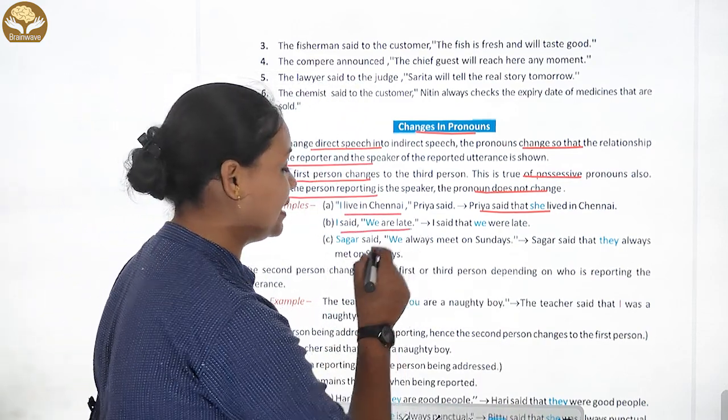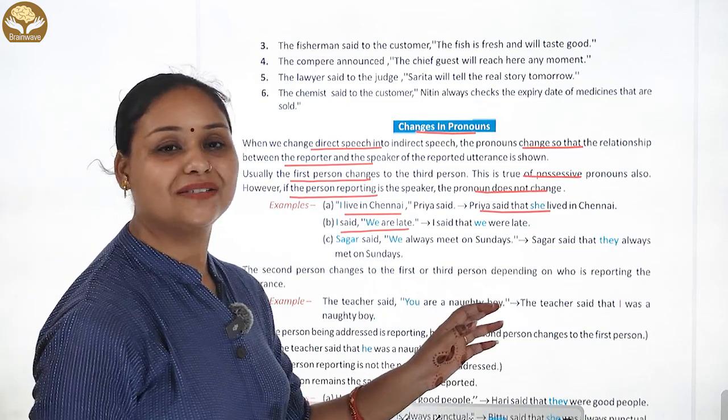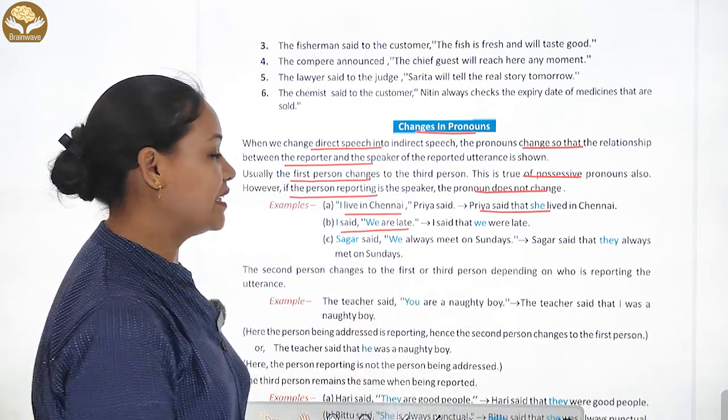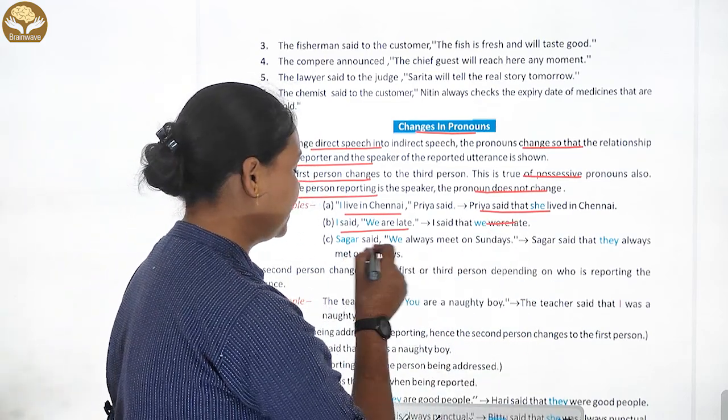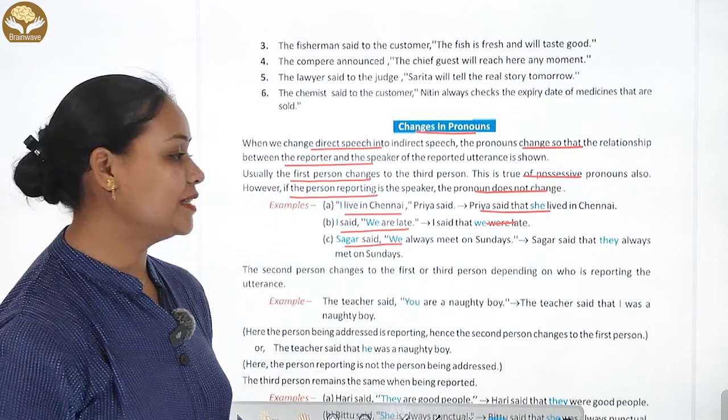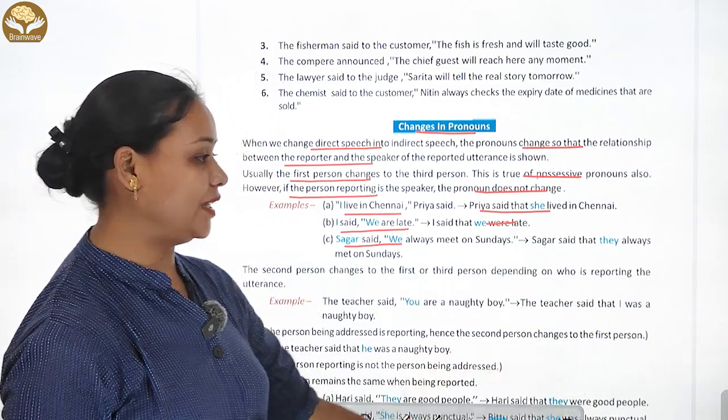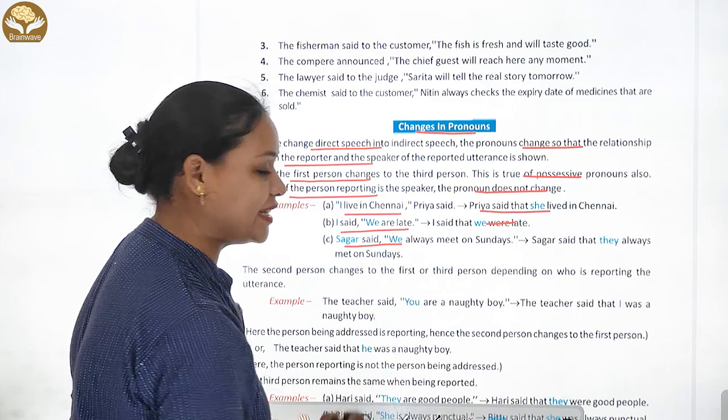Next, I said, we are late. I said that we were late. Present का change किसमें हुआ? Past में. सागर ने कहा, we always meet on Sunday. तो सागर said that they always meet on Sunday.